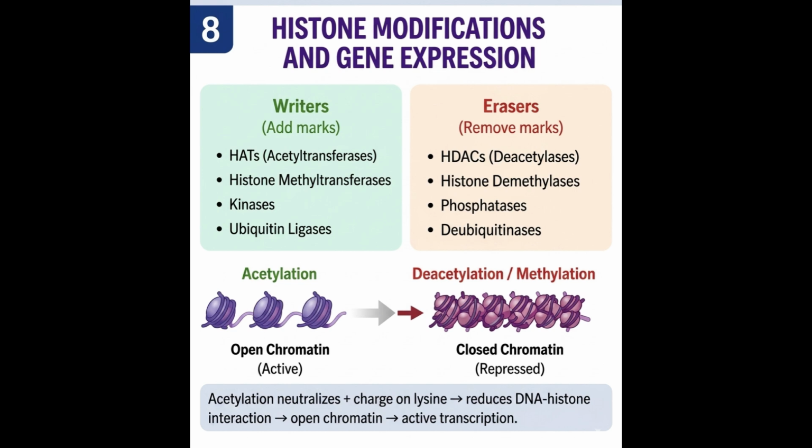Enzymes called writers add modifications, whereas erasers remove them. Histone acetyltransferases, or HATs, add acetyl groups to lysine residues. This neutralizes positive charges on histones, weakens DNA-histone interactions and opens chromatin. Histone deacetylases, or HDACs, remove acetyl groups, leading to chromatin condensation and transcriptional repression.